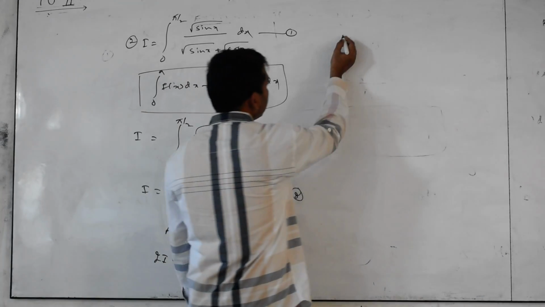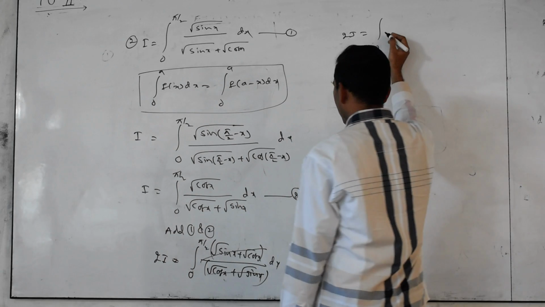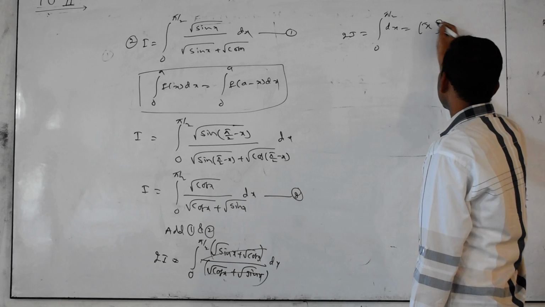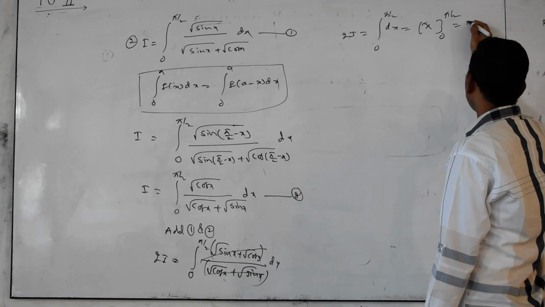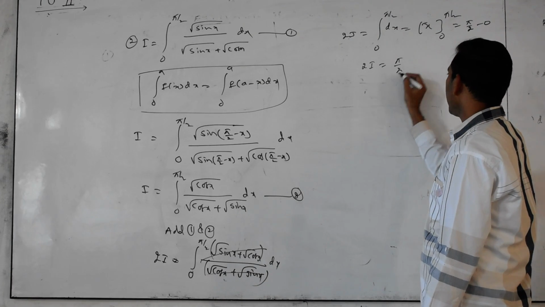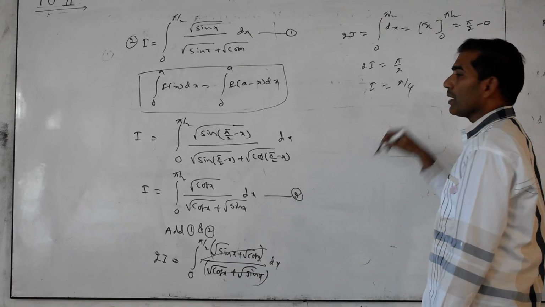So 2I equals the integral from 0 to pi by 2 of 1 dx. The integration of 1 is x, from 0 to pi by 2. Applying the upper limit, pi by 2 minus 0. So 2I equals pi by 2. Therefore, I is equal to pi by 4.